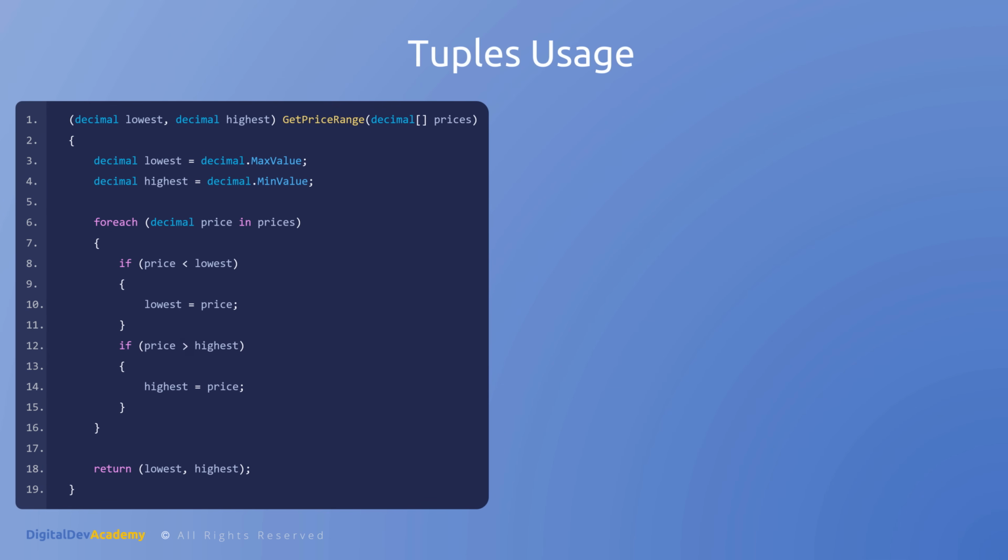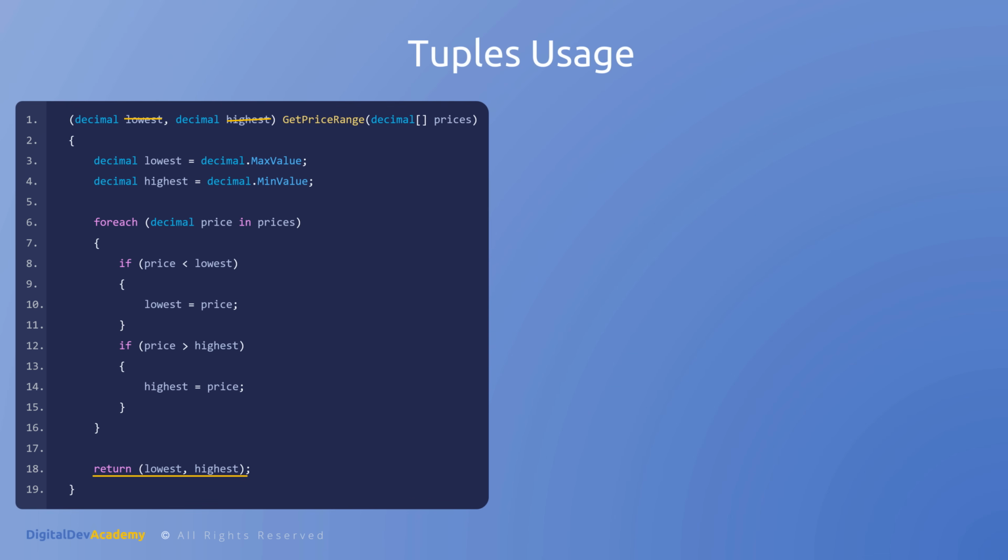So now let's see a more realistic example to tie it all together. Here is a full getPriceRange method. It iterates through the price array and calculates the lowest and highest values. Once calculated, they are returned together as a tuple. Now remember how if tuple fields aren't named, accessing them isn't very intuitive. Let's see what that actually looks like.